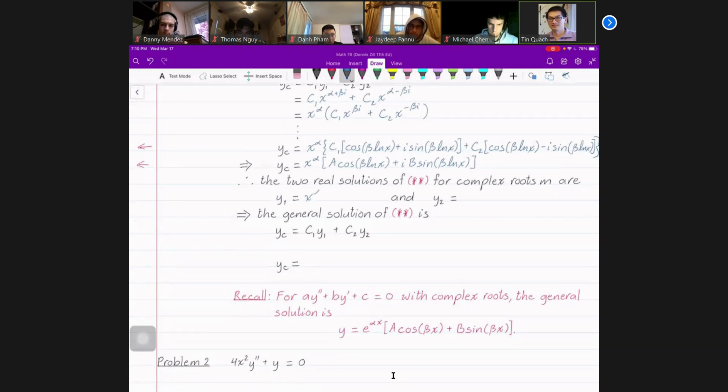So x to the alpha cosine of beta ln x. And then the second real solution is x to the alpha sine of beta ln x. Okay.